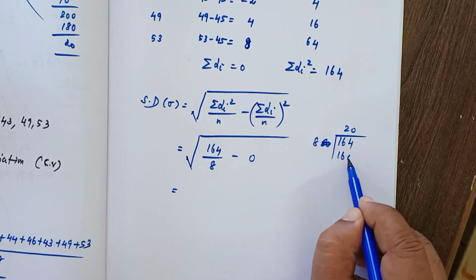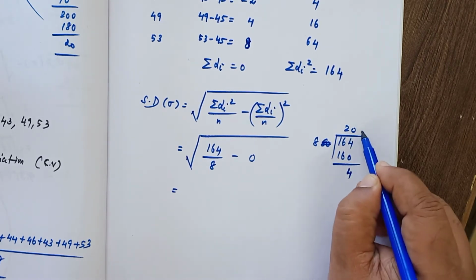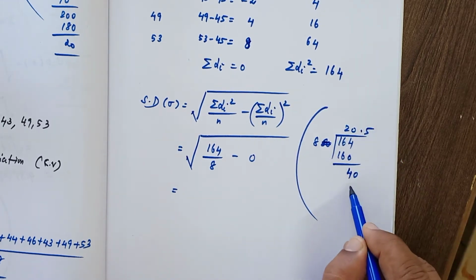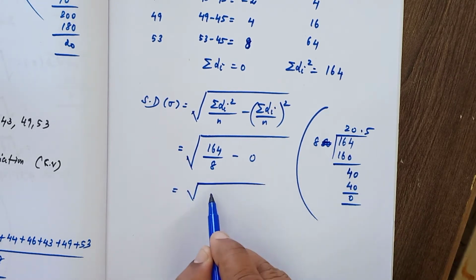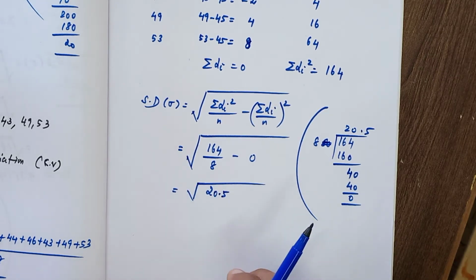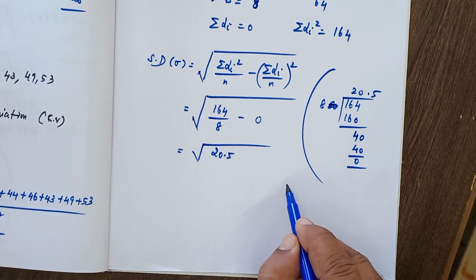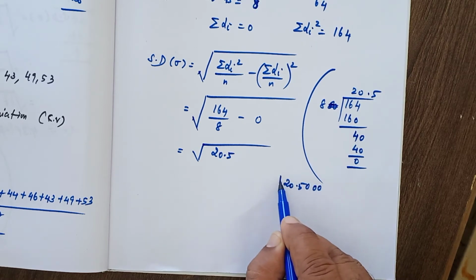28s are 160, you know that. Balance 4. Point. Now 0. 8 5s are 40, remainder 0. That is equal to the square root of 20.5. Now we have to find out the square root of 20.5. After that we can add n number of zeros.